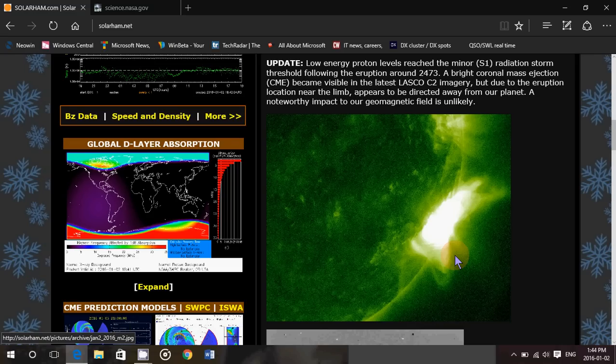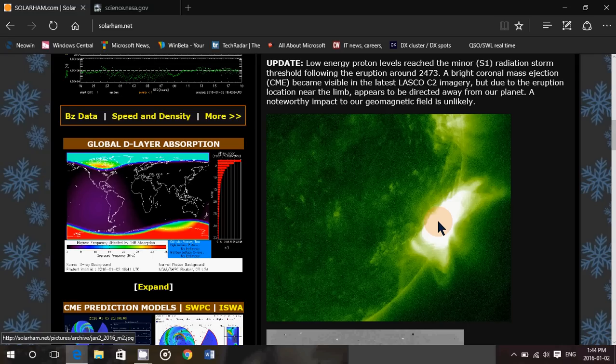So the first thing that happens when there's a solar flare is absorption. Usually there will be a kind of radio blackout, but that will actually have an effect only on the side of Earth that is in sunlight.